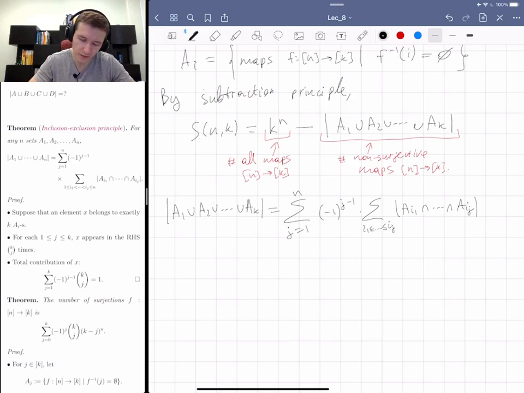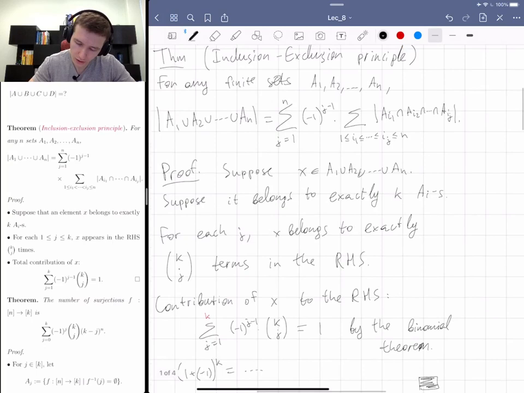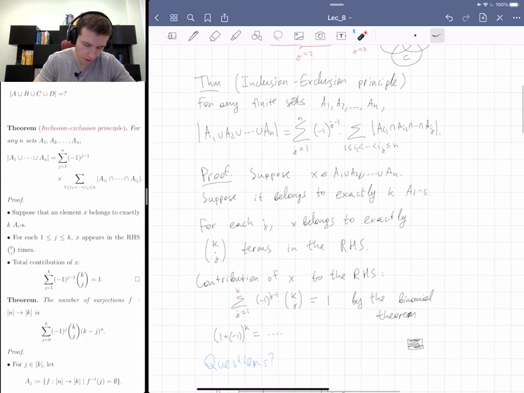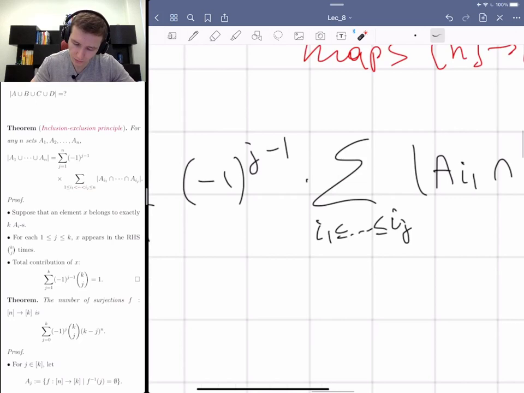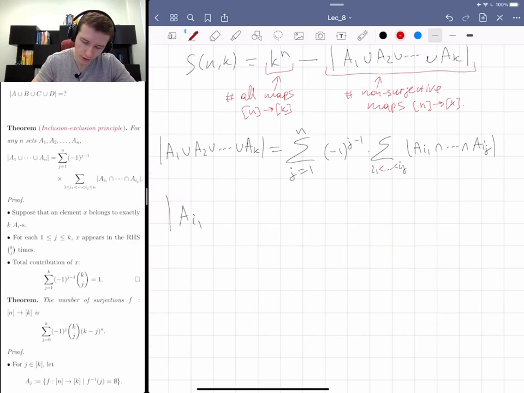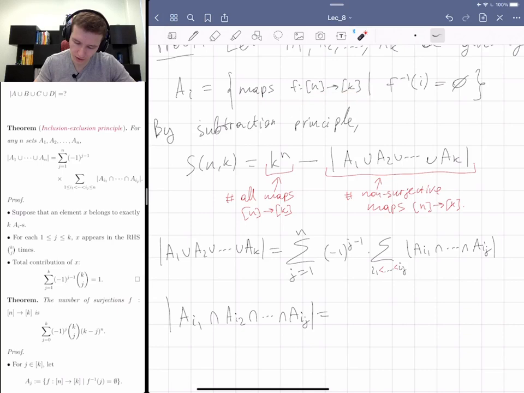Well, hold on. I think I made a mistake. In this summation, the inequalities have to be strict. i_1 should be strictly less than i_2, and so on, because these sets have to be different sets. So this is correct. And similarly here I have to sum over i_1 less than i_2 less than etc. less than i_j, so A_i1 intersect A_i2 etc. intersect A_ij. So what is this number? It counts maps such that there are j different elements, all of whose pre-images have to be empty.